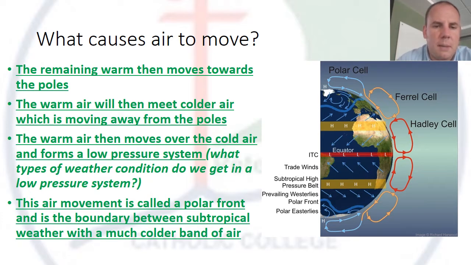The warm air will then meet colder air, which is moving away from the poles. The warm air hits the cold air and then forms a low pressure system. The type of weather that we get is very unsettled, cloudy, with lots of wind. That wind is high pressure going to low pressure. That's always the movement of air, high to low. So yeah, that's how air is forced to move.